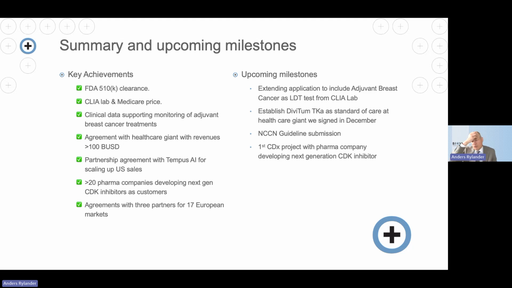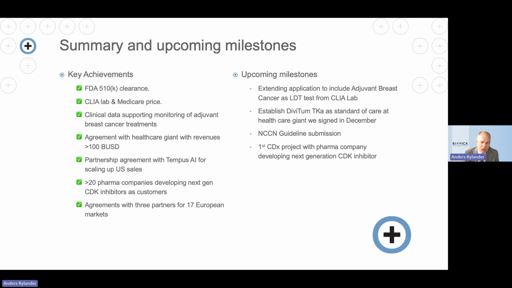And we have some upcoming milestones. One thing is to formalize the adjuvant breast cancer monitoring offering. That will be done as a complementary test that we can offer from our CLIA lab. We will be able to use our current PLA code to get reimbursement from Medicare. So this is for extending the regulatory label.